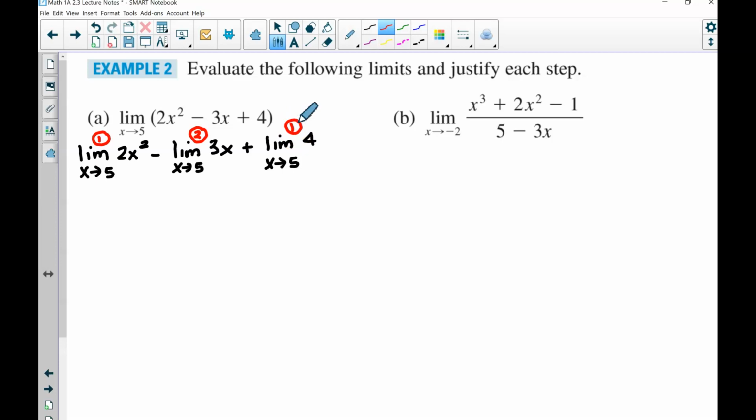Okay, so now what we want to do is rewrite this limit so the constant is on the outside. So we're just going step by step. It's kind of like order of operations. So now we're going to write 2 times the limit as x approaches 5 of x squared. Okay, so that rule is rule number 3.